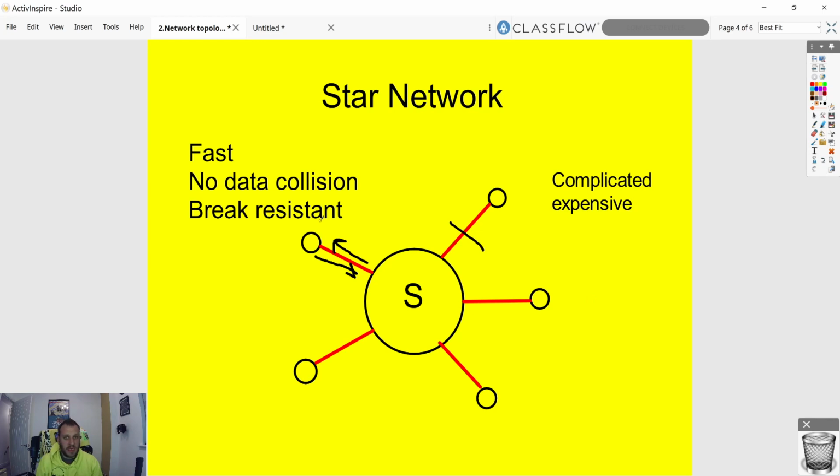So brilliant. This is the best solution, right? It's nice and quick. They've all got their own independent link. You can break one cable and all the others will carry on working. What's the catch? Well, it's expensive and it's complicated.